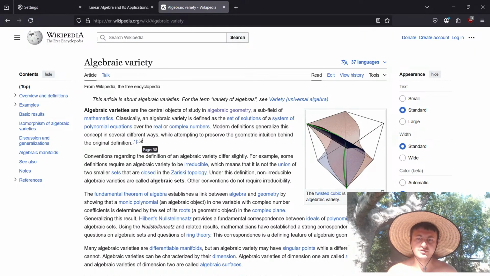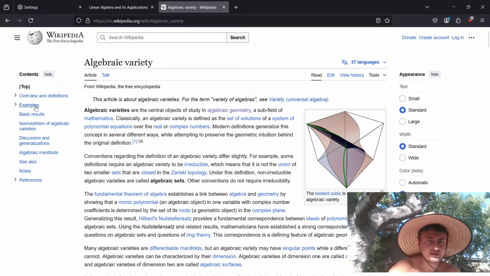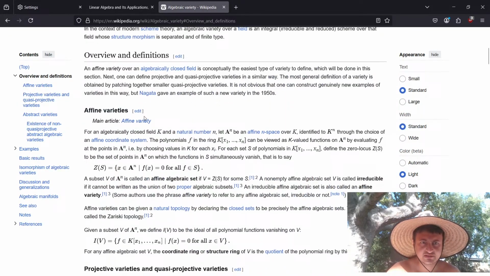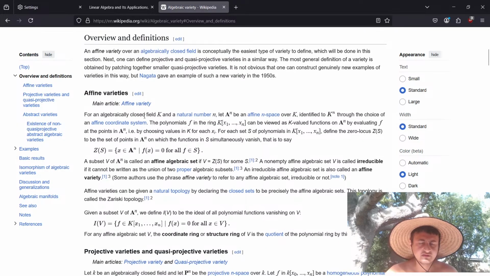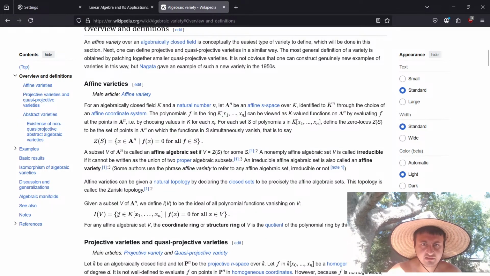For linear algebra, you could think of it as a variety. Let me see if I get this right. You could think of, let's just say, the set of n by n matrices as a variety with, I don't know. I don't actually know what the definition is. Because I remember there's this notation.